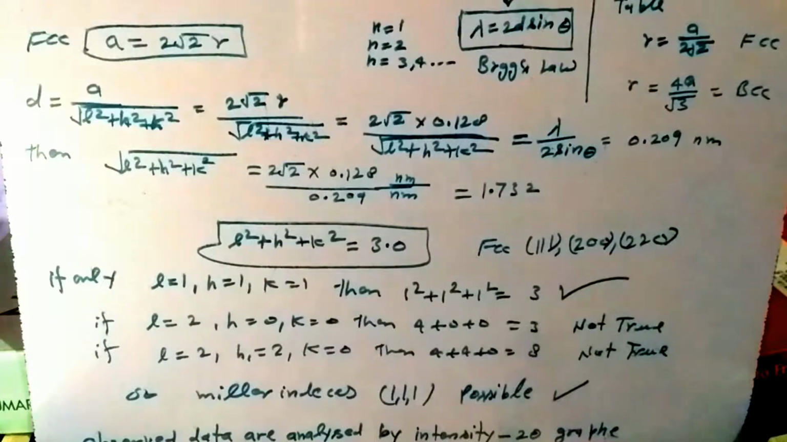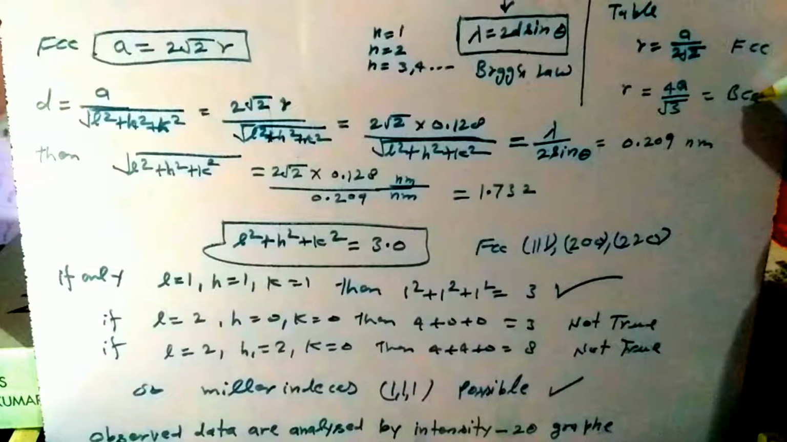Then we put 2, 2, 2 in that equation. l is 2, h is 2, k is 2. We get 8. 8 equals 3, which is not true. So once again we try 1 1 1. When we plug these values in that equation, l is 1, h is 1, k is 1, we actually get 3 on the left side, and we already know that the right side is 3, so 3 equals 3, which is the possible value of Miller indices.